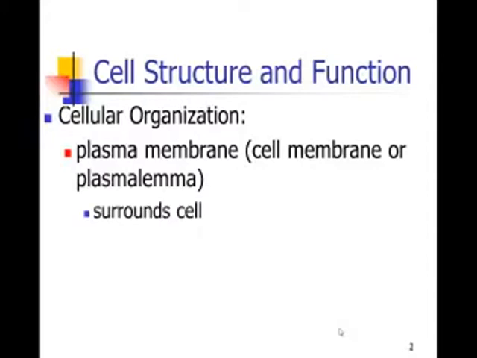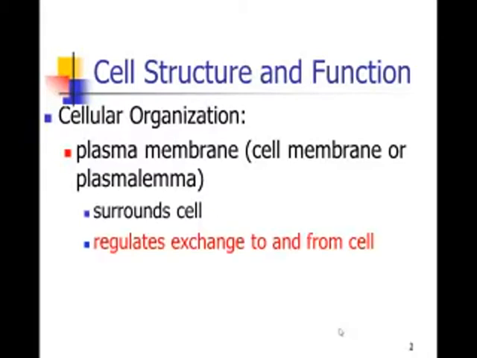So the plasma membrane is essentially going to define the cell by surrounding it. And what I've done here, and I may not be perfect in it, but what I've tried to do is when we have a function, I put it in red, whereas the other information is in black. So this plasma membrane is a barrier, and it regulates exchange to and from the cell.